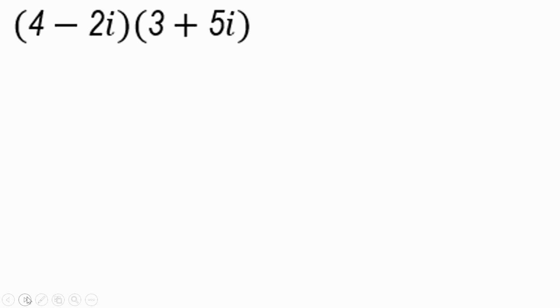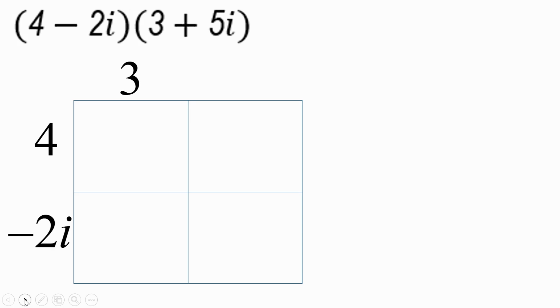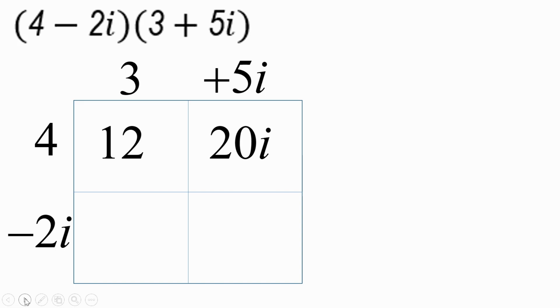All right, let's take a look at another one. Now, the first one we did was double distributing, but you can also do this using the box method if you prefer. So you're going to put 4 and -2i on one side and 3 and 5i on the other side. And you're just going to multiply each box. 4 times 3 is 12. 4 times 5i is 20i. 3 times -2i is -6i. And 5i times -2i will give me -10i squared.